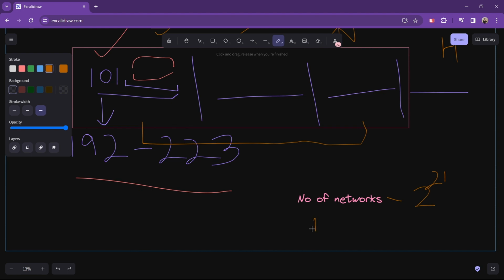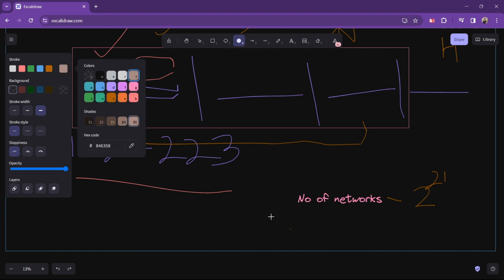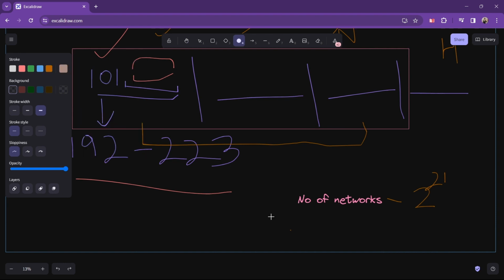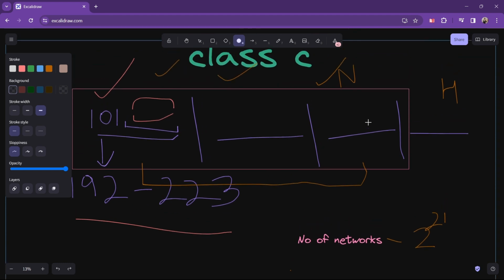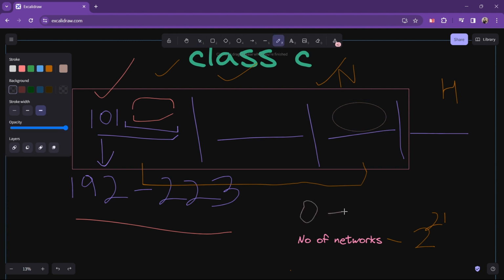And what would be the number of hosts possible? In each network, the number of hosts possible would be 254. Why? Because it is 8 bits. In 8 bits, they can either be all 0 or all 1. Again, we don't use the all zeros one, and we don't use the all ones one, the 255 one, because ones are for the broadcast and zeros are for representing the network.